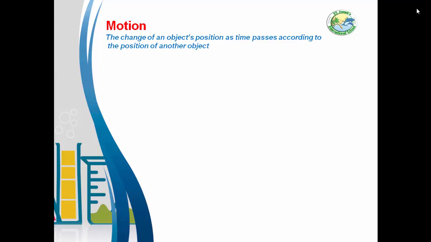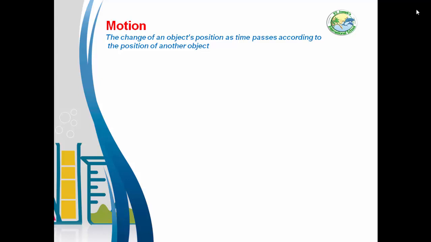Motion is the action or the process of movement, and in physics, motion is a change in the position of an object over time. If the position of an object is not changing, the body is said to be at rest state. So we can say that motion is a change in the object's position as time passes according to another object. So if the object changes its position, it is in a state of motion.